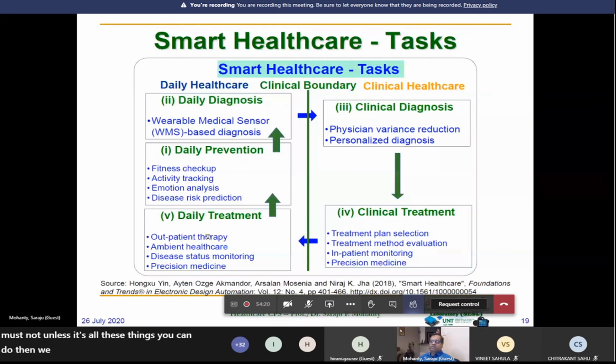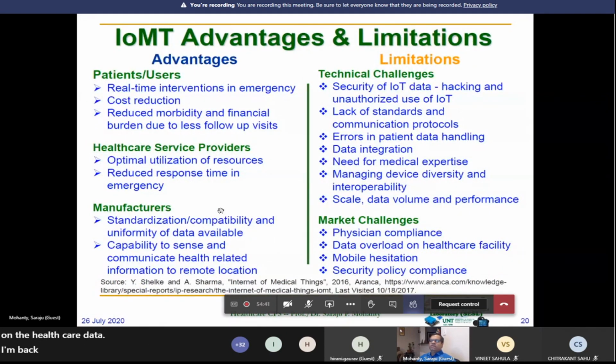Then we can have certain daily treatments, some level of therapy we can do, some level of status monitoring and so on. Then in a bigger picture, in clinical healthcare, the physician can intervene and do some medication and so on based on the healthcare data. And in terms of advantages and disadvantages, the user definitely gets a lot of advantage. Real-time intervention is possible. For example, somebody gets some heart problem or an epileptic seizure, that attention one can get.